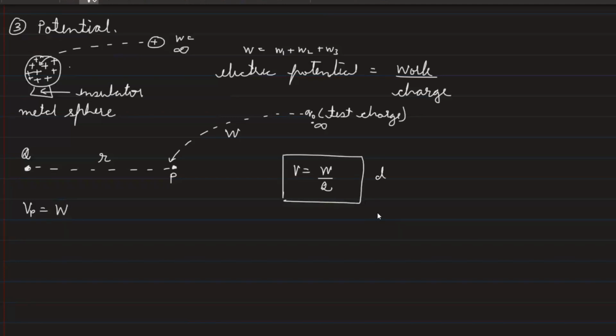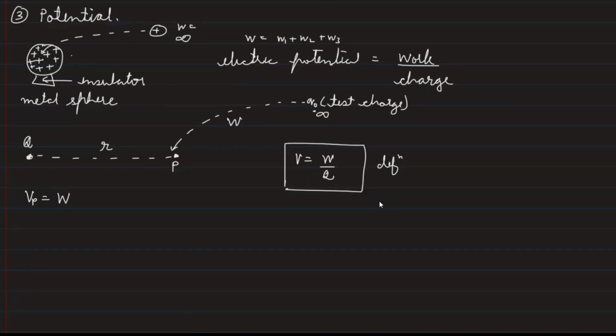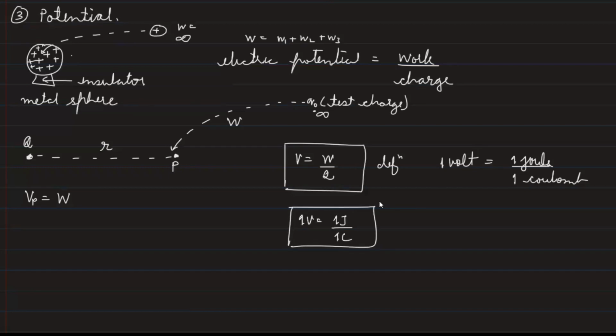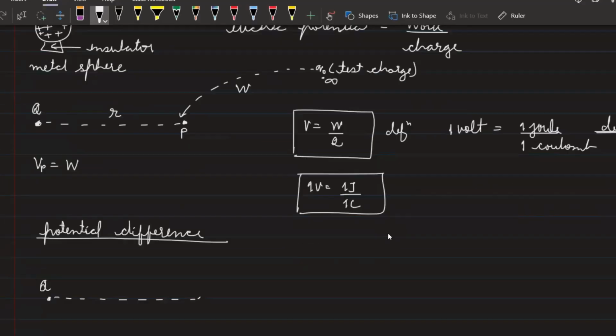So that will be the definition of potential and the SI unit. You know that work is measured in joule and charge is measured in coulomb. So potential is measured in volt. This will be written as 1 volt is equal to 1 joule upon 1 coulomb. So you need to know the definition of 1 volt as well.